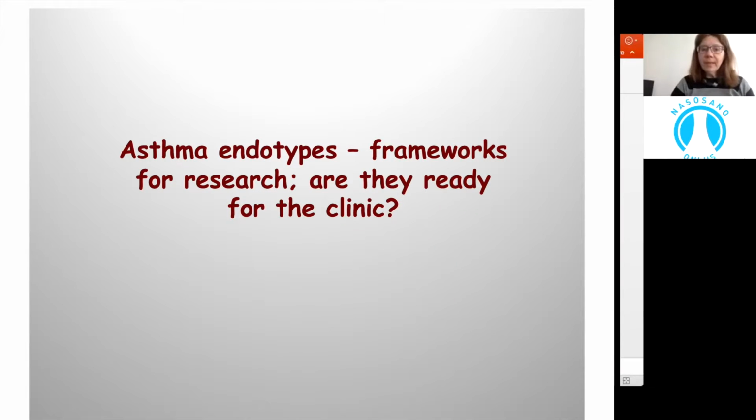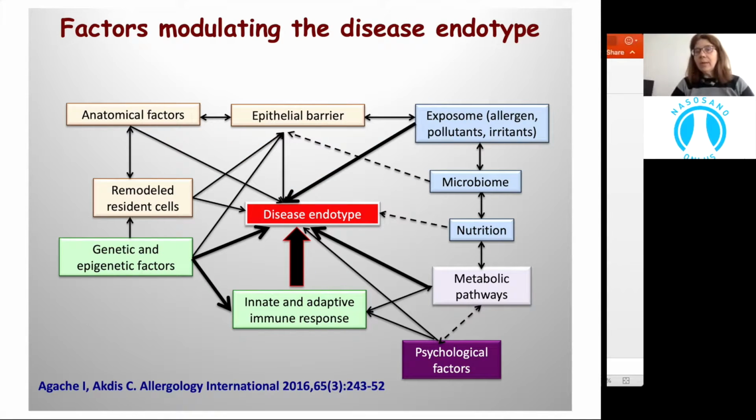So this type of asthma endotypes, for sure, we use them in research. What I would like to discuss with you today is whether we are ready for the clinic. First of all, we need to understand that there are many factors that modulate the disease endotype. For example, the endotype, the mechanism of the disease, is driven, because it is an immune disease, by innate and adaptive immune response. And also already the cooperation between multiple pathways is very complex.